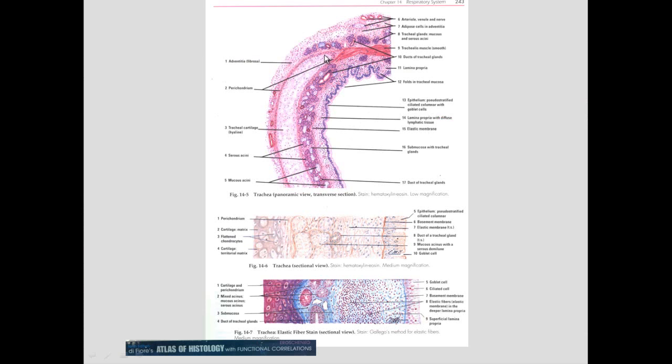In the trachea now, we see the tracheal rings. The ring doesn't make a complete circle, and in between the ends of the U of the tracheal tube, you have a muscle.